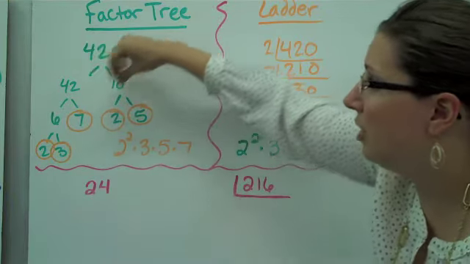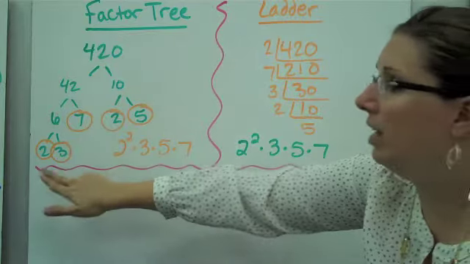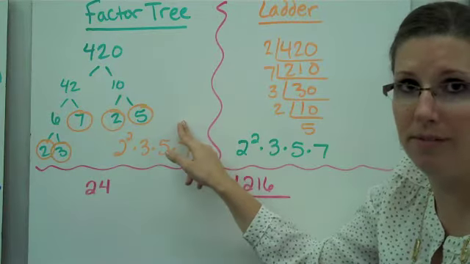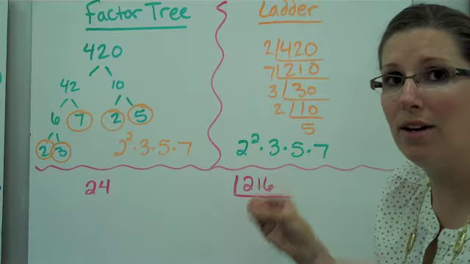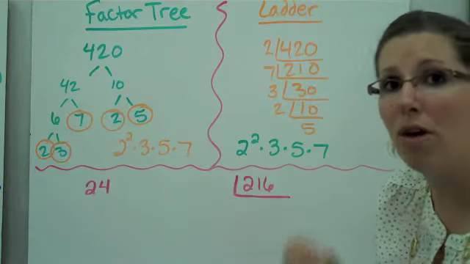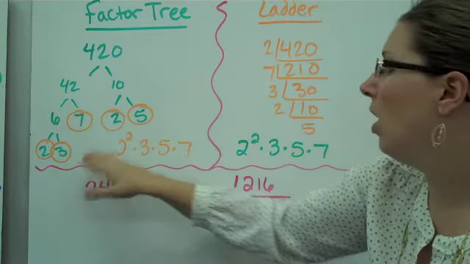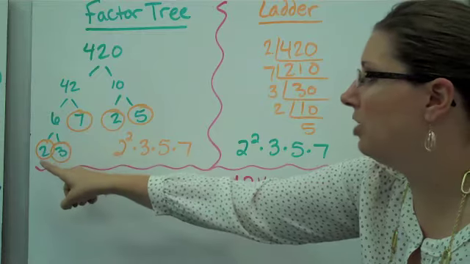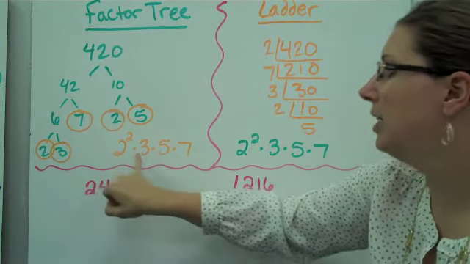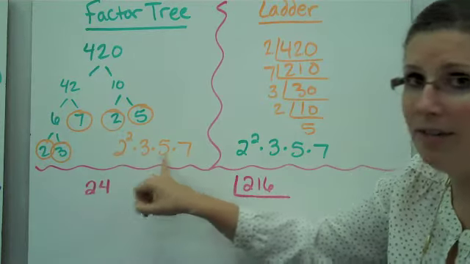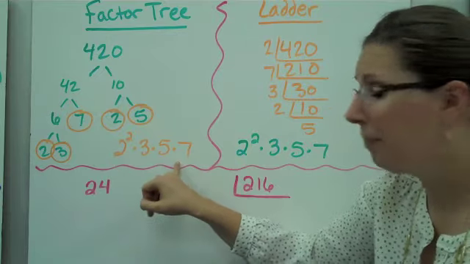So once I have my two factors, I just continue breaking them down until I get all prime numbers as a result. You just keep on breaking those factors down until you get prime factors. When you figure it out, you should get 2 squared times 3 times 5 times 7. This one's a big one.